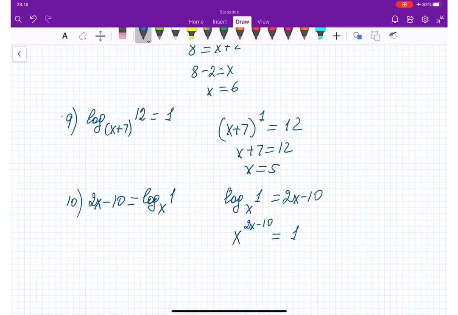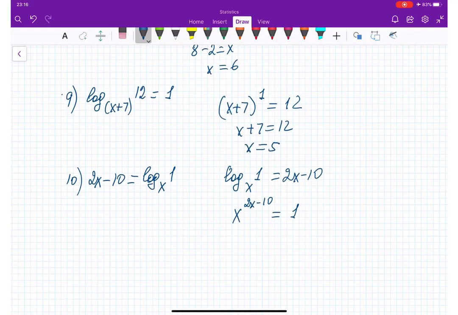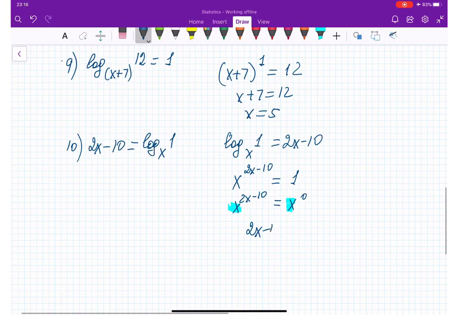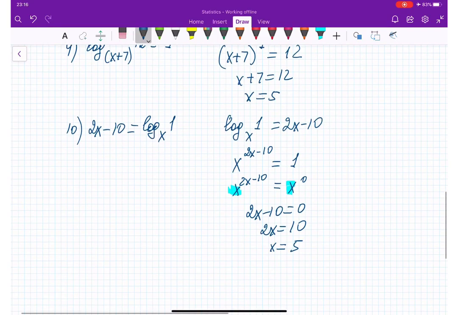Yes? Okay. Can I represent 1 as x to the power 0? Of course I can, because anything to the power 0 is 1. Equal to x to the power 2x minus 10. So, do I have the same base? Yes. That means my exponents also are equal. So 2x minus 10 is equal to 0. 2x is equal to 10 and x is equal to 5. Nice solution.